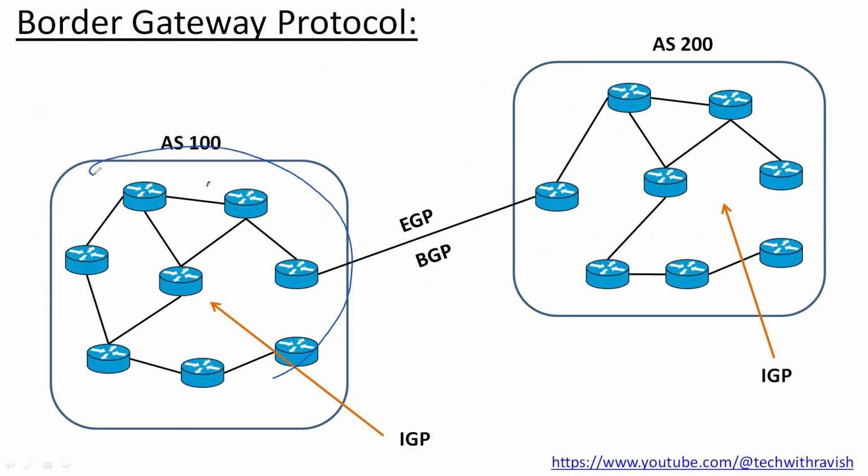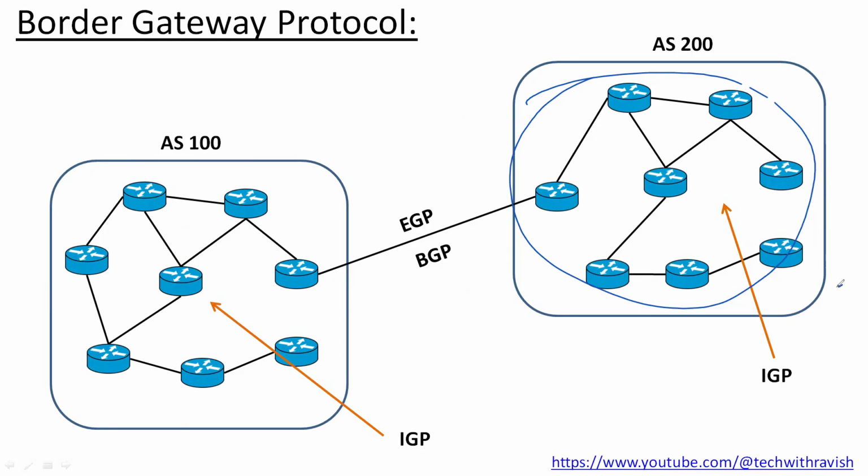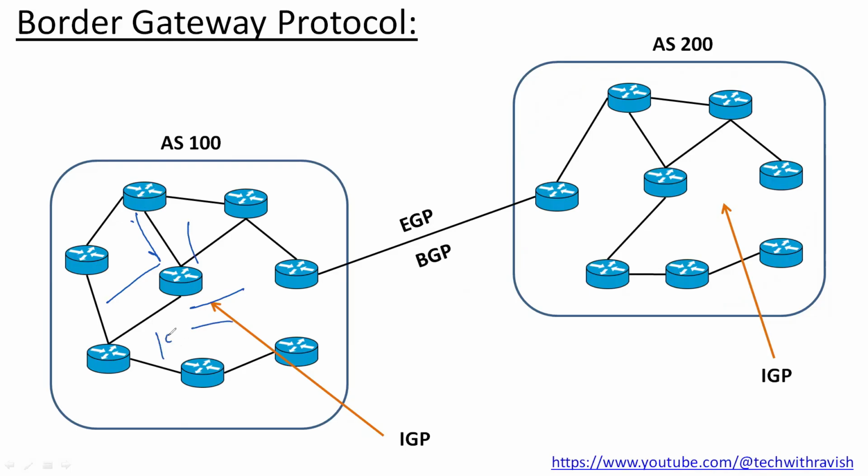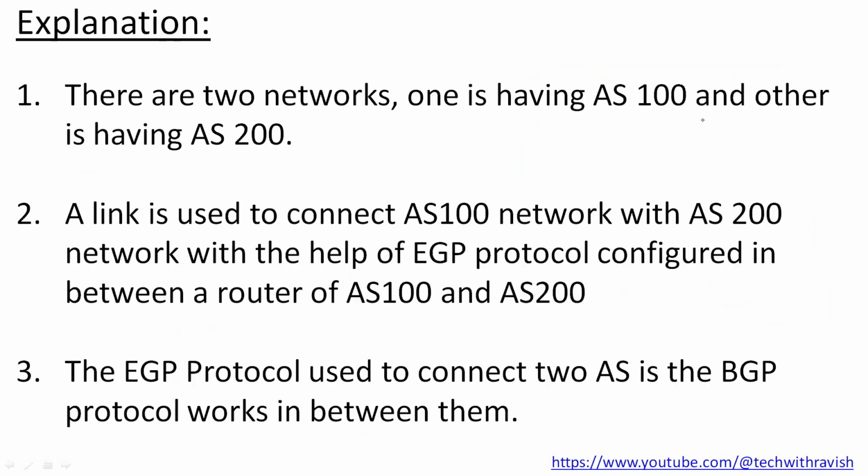This is autonomous system number 100 and this is AS 200. Here we can see that multiple routers are communicating with each other. Internally the routers communicate with the help of an IGP protocol, and externally we use the EGP protocol to forward data between the different autonomous system numbers.